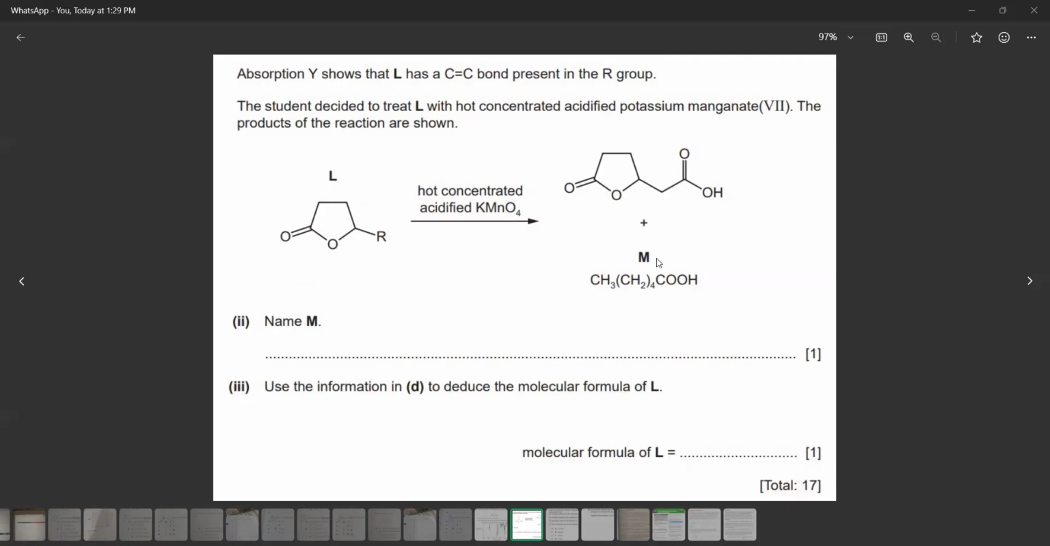How will it turn into a diol? Because when we use cold KMnO4, the double bond will break and turn into a single bond, and the OH will be attached here and the OH will be attached here. That's how it will turn into a diol.